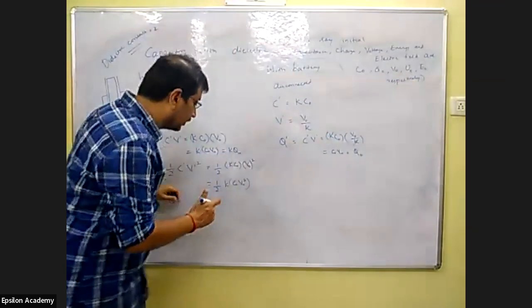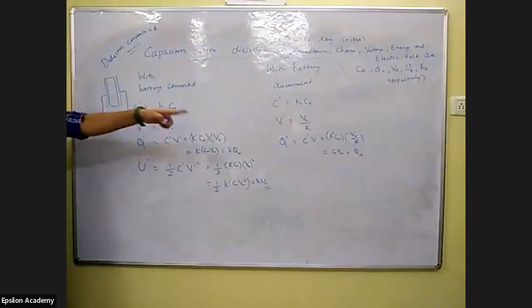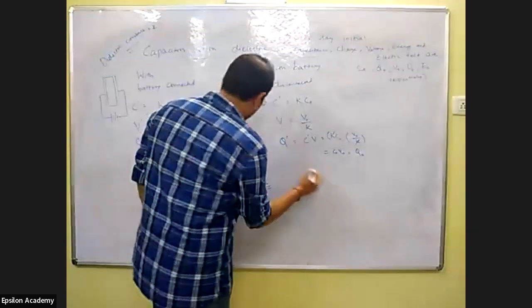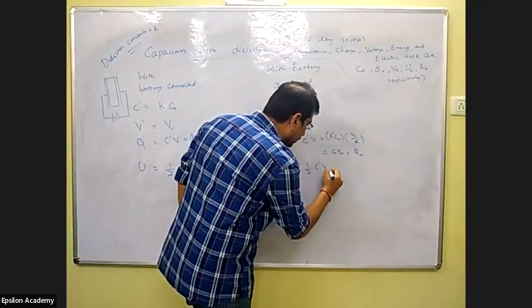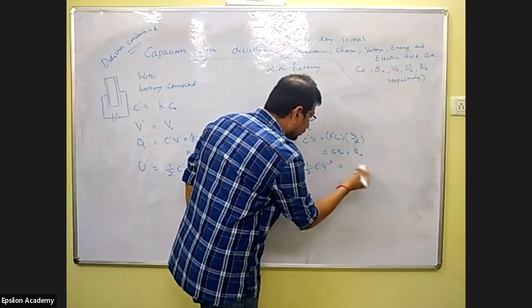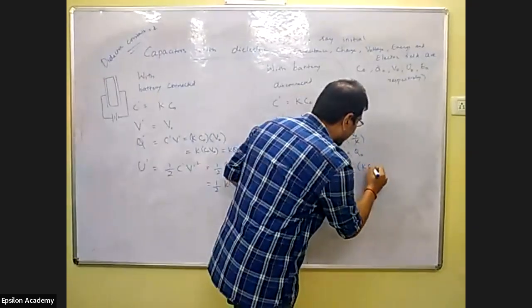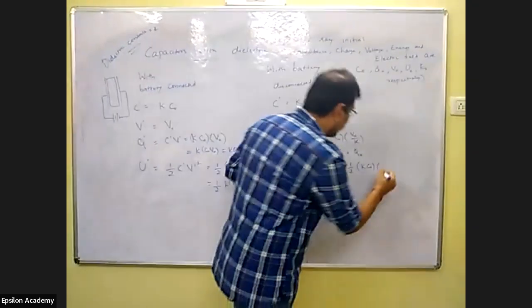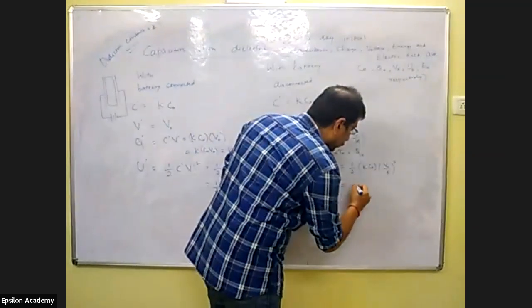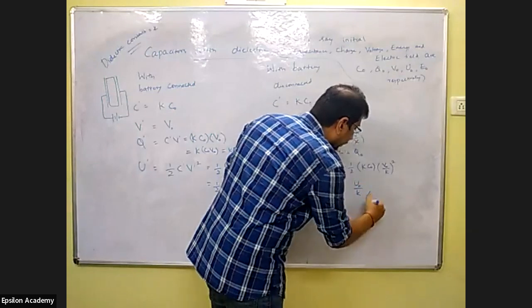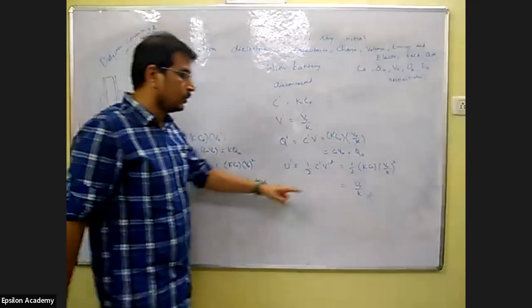So what is happening to the energy now? It becomes K times U naught. Then what about the disconnected case? U dash is equal to half into C dash V dash square. So half into C dash, which is K times C naught, and V dash is V naught by K, the whole squared. If you calculate this, you will get U naught divided by K. So you can calculate and see that you get U naught by K.